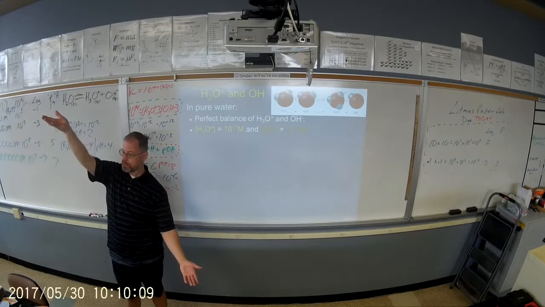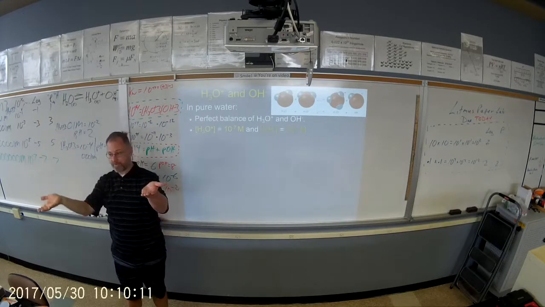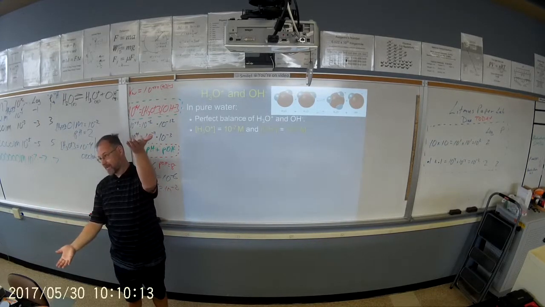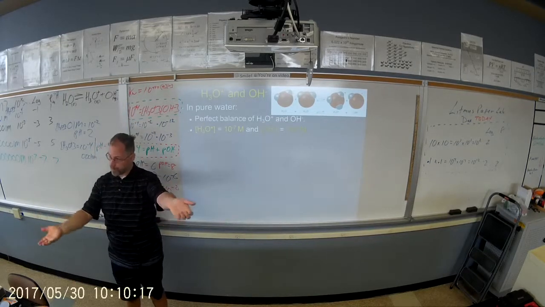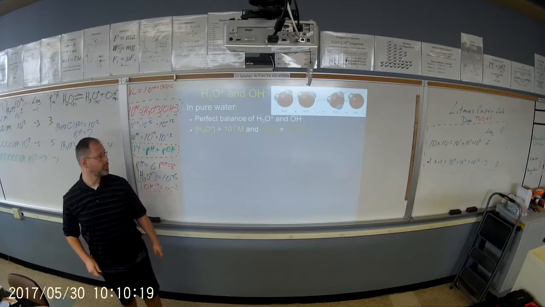If you have a pH of 6, that means your hydronium concentration is 10 to the negative 6, and your hydroxide is 10 to the negative 8. If your pH is 4, that means your hydronium is 10 to the negative 4, and your hydroxide 10 to the negative 10. Okay? It's always a really beautiful balance. 7, 7. 8, 6. 9, 5. It's a perfect balance. Always. That's why water is so cool.